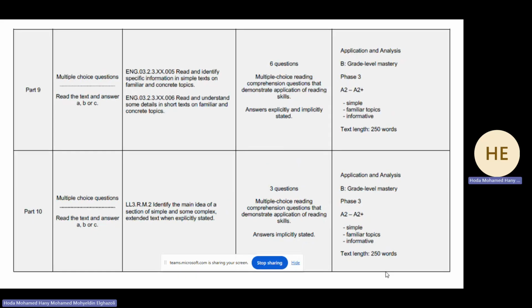Part 9 too is multiple choice questions, and there will be 6 questions after a reading comprehension task, and the text length would be 250 words. Part 10 is also a multiple choice question, and there will be only 3 questions. The text length would be 250 words.